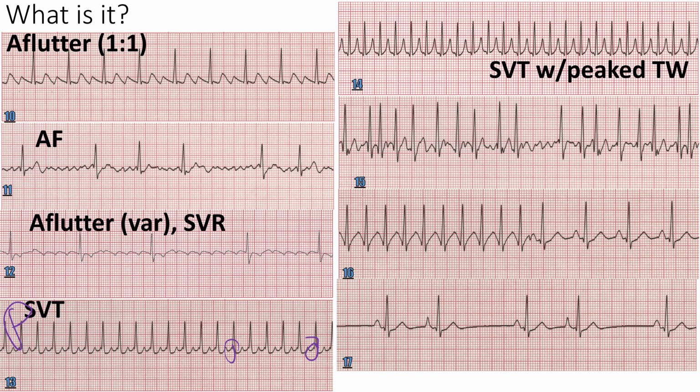It doesn't have to be the regularity piece. You have to have clear sawtooth lines, right? Sawtooth waveforms. Like you can see in 16, I guess probably not the best example, but either way, it's AFib RVR, right?